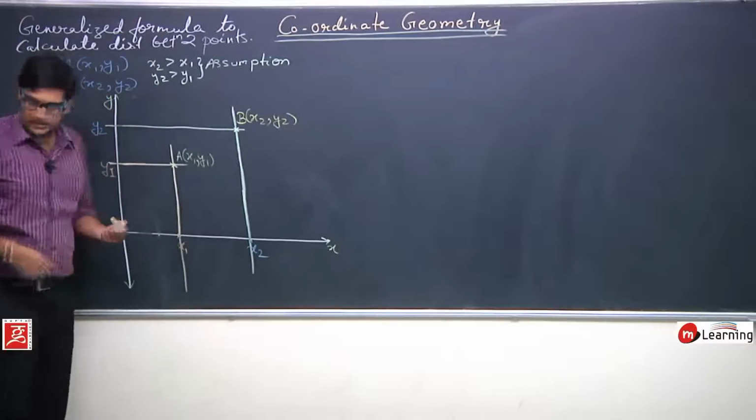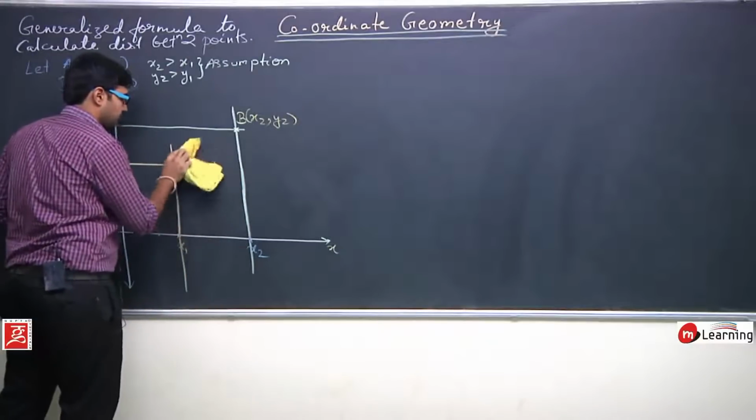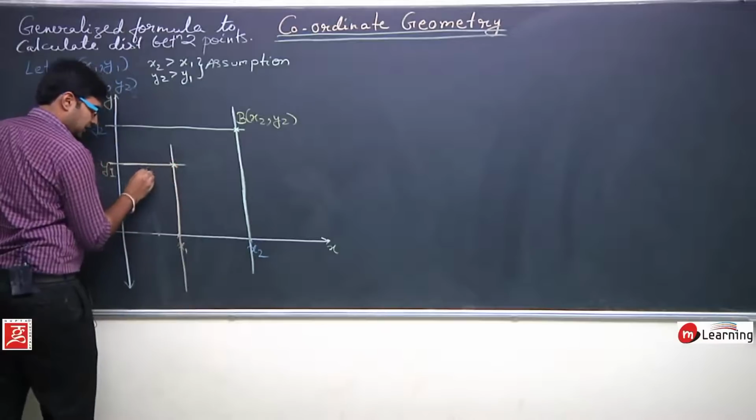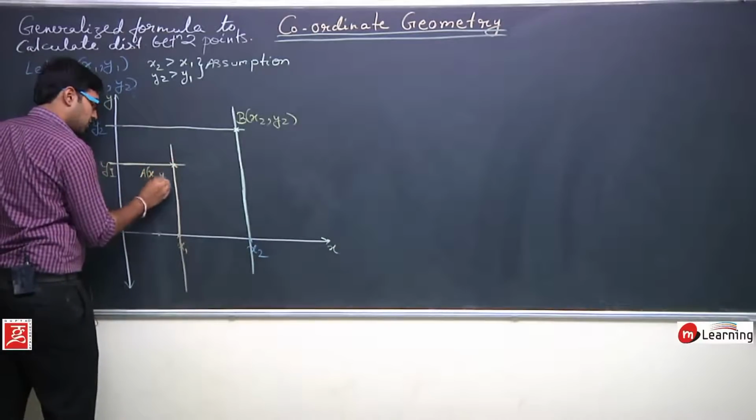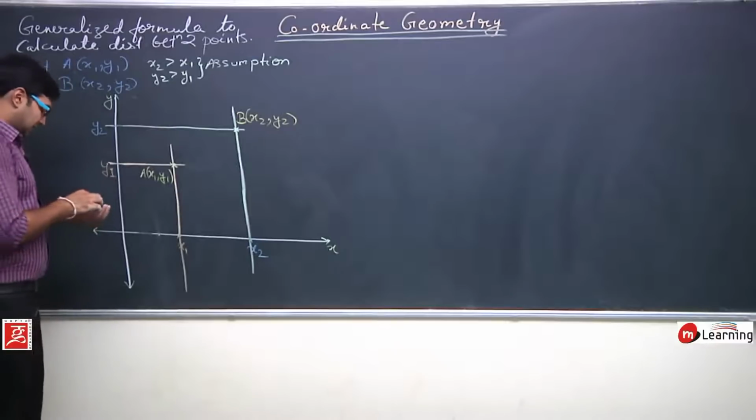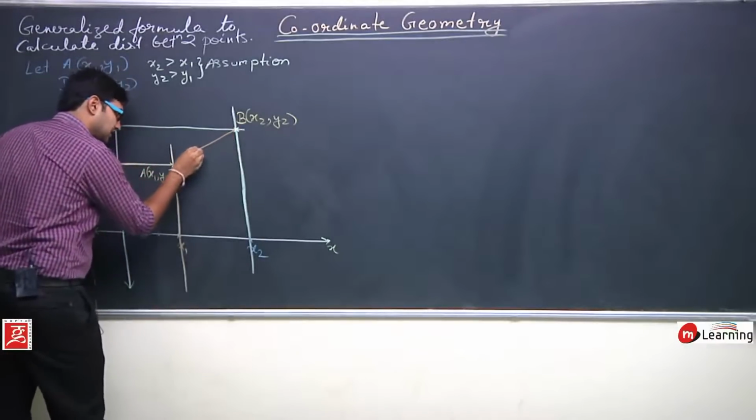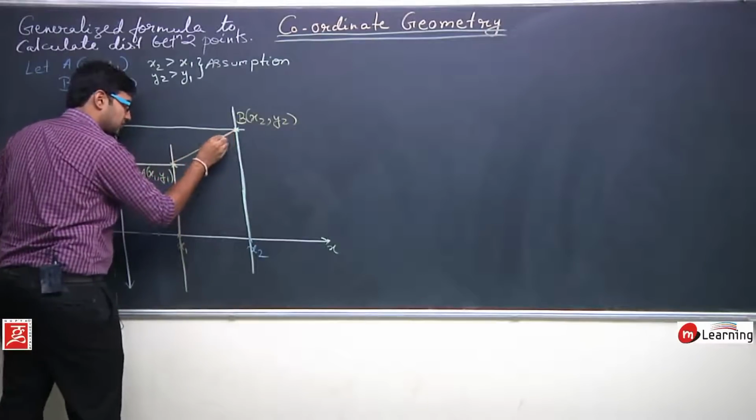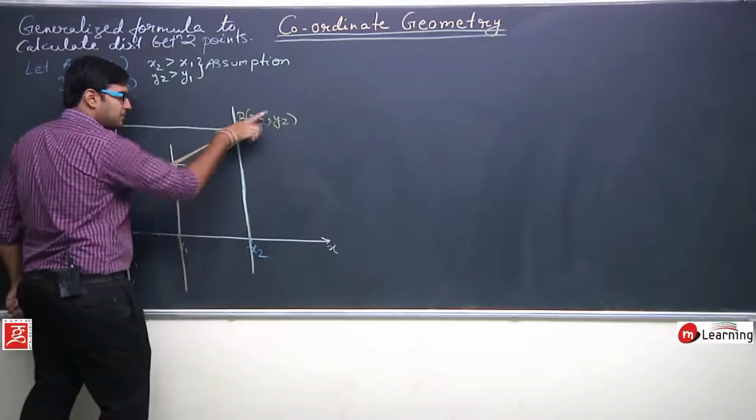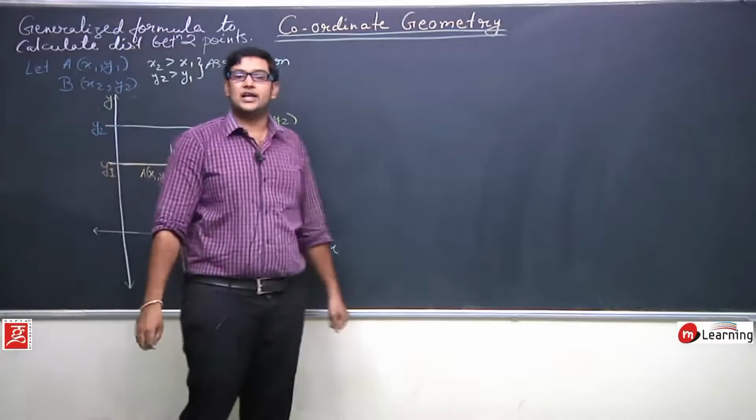Let us write the points here. This is A, x1 comma y1, and this is point B. Now my task is to determine the length of this line, this AB. Now how am I going to determine the length of this AB line?